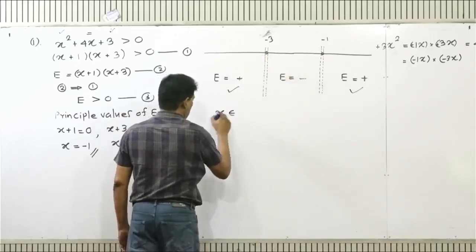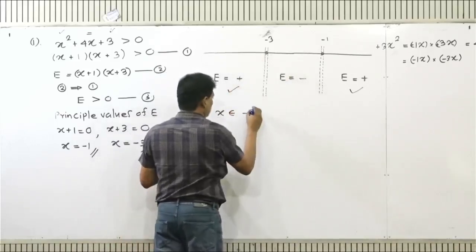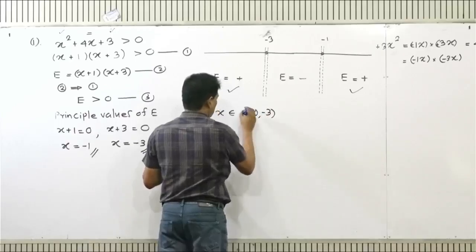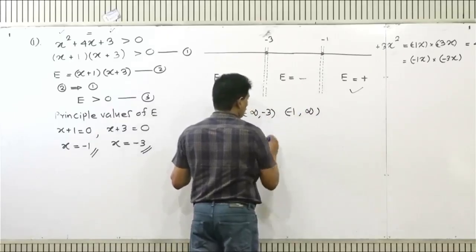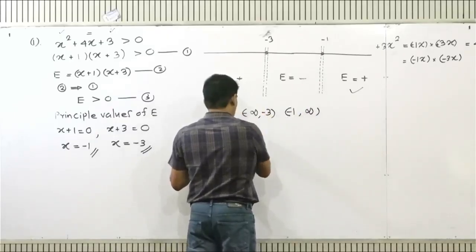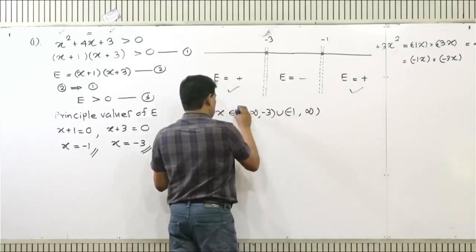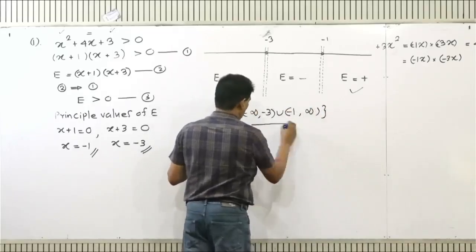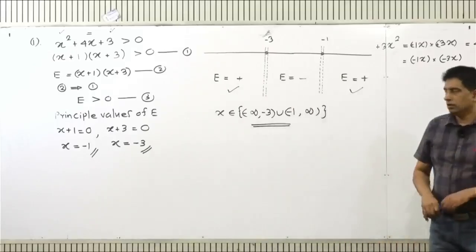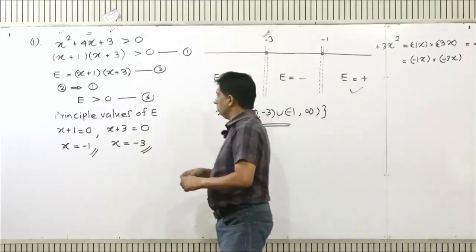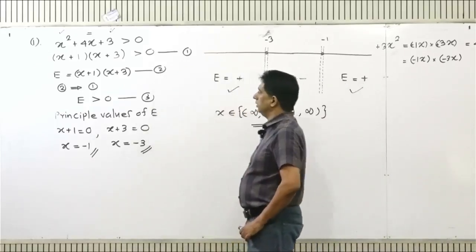Now we can write the solution. This area means negative infinity to negative 3: negative infinity, comma, negative 3. This area is negative 1, comma, positive infinity. x should be an element of this set or this set. Then we put a union mark and the brackets. This is the solution set. Okay. This is how we solve a quadratic inequality by using the sign method. Right? Do this.